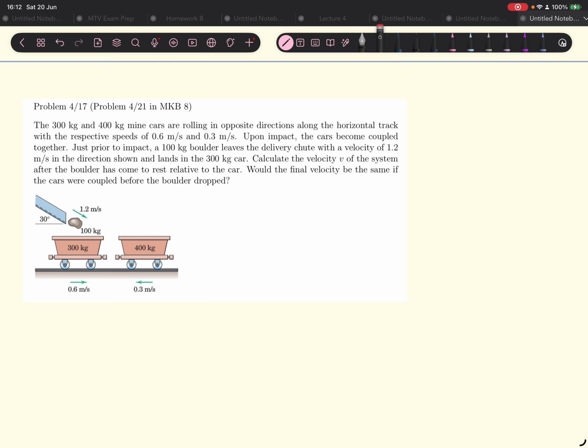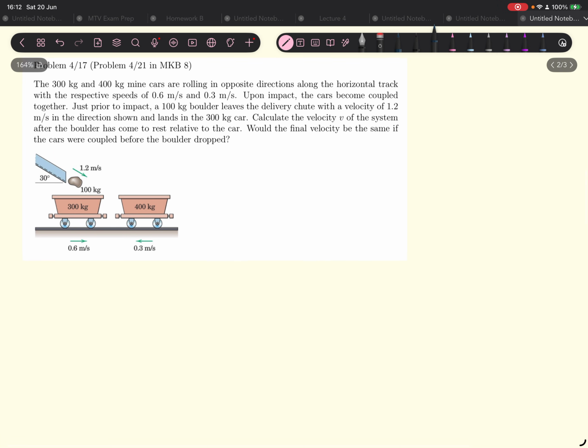So we're told that upon impact, the cars become coupled. And then we're also told that this boulder over here basically falls into the cart, bounces around, and then eventually comes to rest. And then the whole system is going to move in a particular direction altogether. So let's say it moves in this direction, right? All together as a unit, and we're asked to find the velocity of the entire system, right?